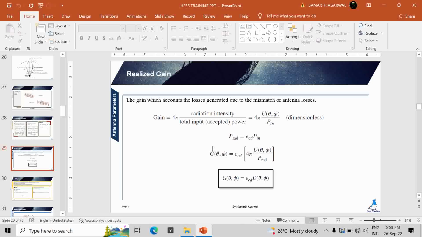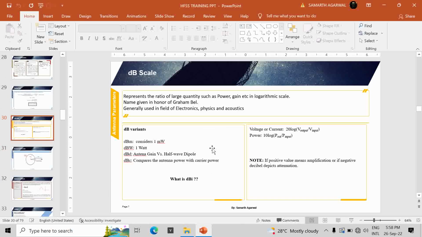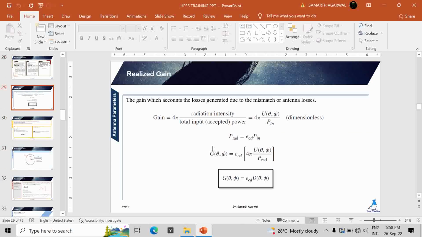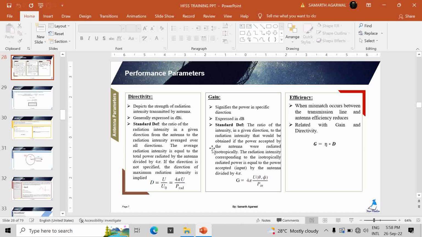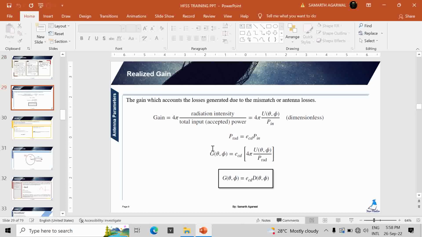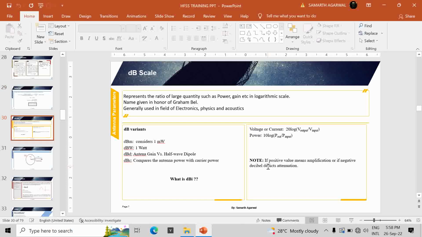And we all know that this 4 pi U theta phi is nothing but the directivity. So in that way we can see gain G of theta phi is equal to efficiency e_cd, which considers the two losses, nothing else, times D of theta phi. Okay, now further, the dB scale.